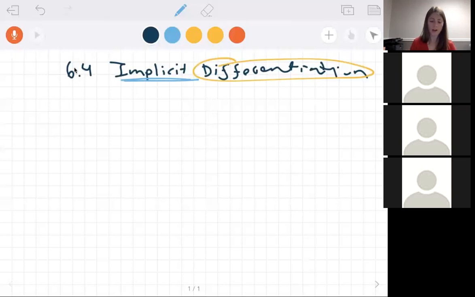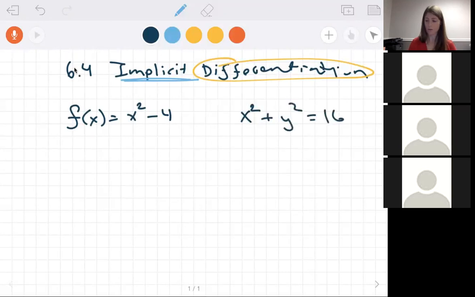So when we say a function, normally we're used to solving for y, writing y equals, so that we can replace that y with f of x and write in function notation. So for example, y equals x squared minus 4. We might even say this is an explicit function. It has y as a function of x, versus the first one we're going to take a look at in our upcoming example, something like x squared plus y squared equals 16.